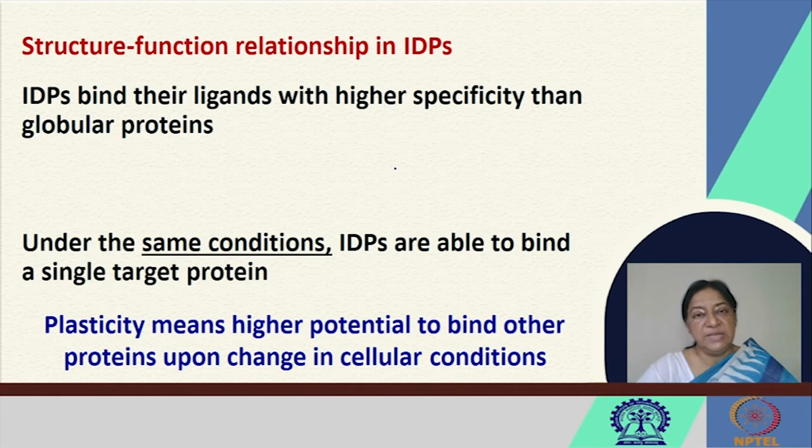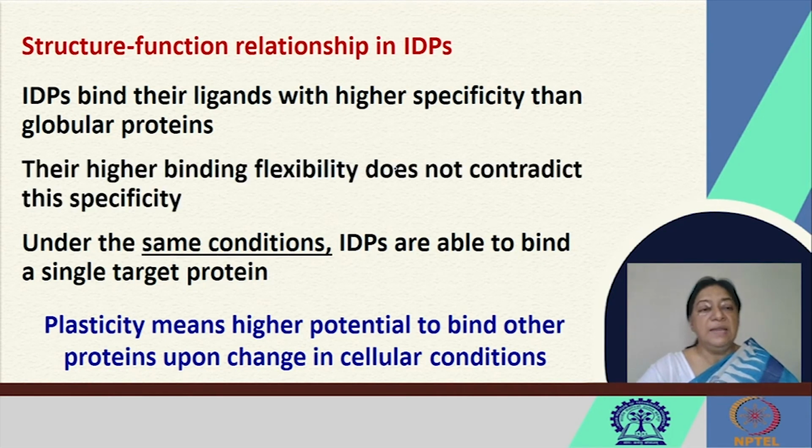The recognition sites bind in a fashion that shows higher specificity because they can adapt to the specific target receptor, and their higher binding flexibility does not contradict the specificity. Under the same conditions, IDPs are able to bind to a single target protein. As a result of this flexibility, there is a plasticity associated. This plasticity means there is a higher potential to bind other proteins when there is a change in cellular condition.